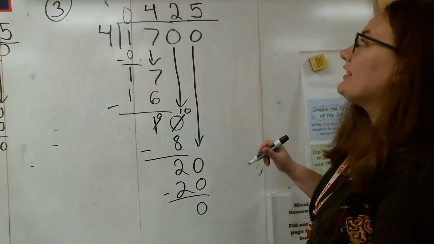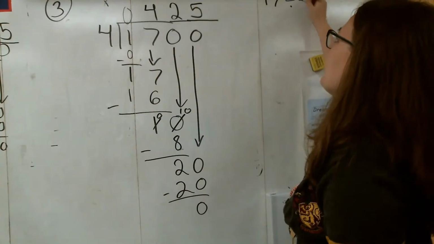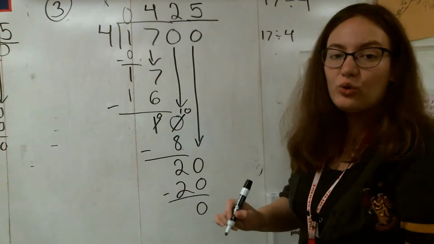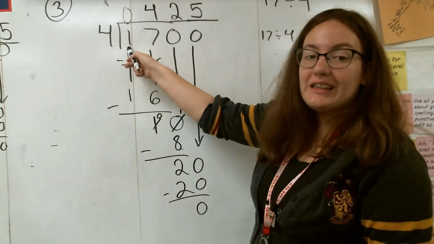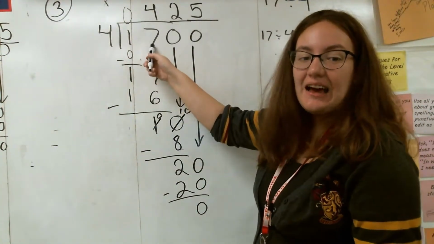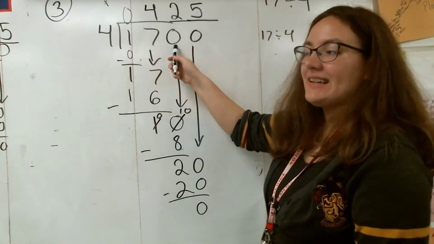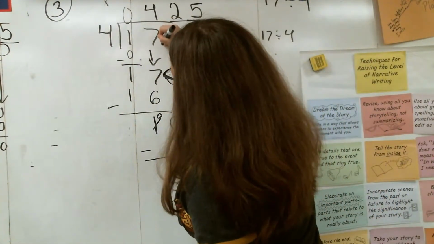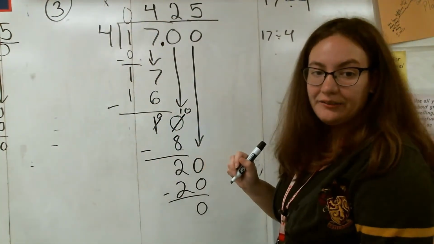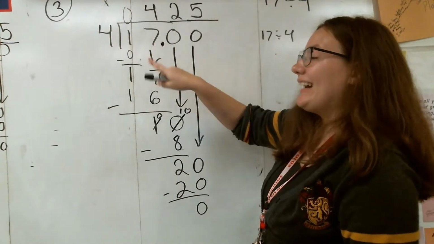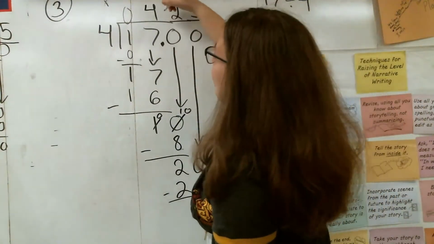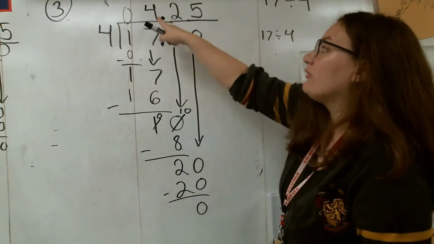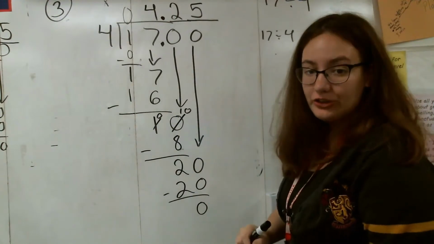Remember when we first started this problem, we had 17 divided by 4. So I'll write that down here so you can see it. 17 divided by 4. So that means that this 1 was in the tens place, this 7 was in the ones place, which means that this 0 is in the tenths place. Which means that I can put a decimal right here, because in between my ones and my tenths, I have a decimal place. And then that decimal place will just move up here. And that gives me my final answer of 4 and 25/100ths.